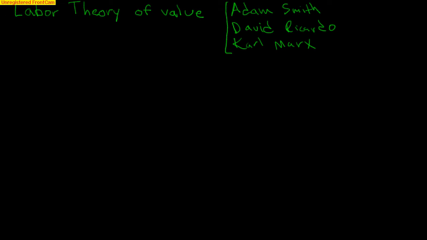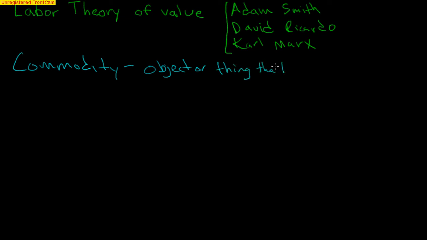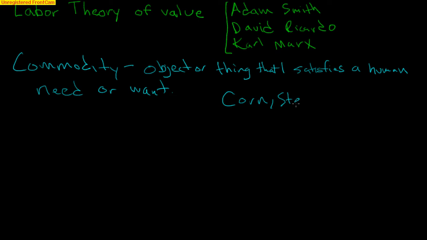The first definition we're going to have is for a commodity. A commodity is an object or a thing that by its properties satisfies a human need or want. So a commodity, an object or a thing that satisfies a human need or want.